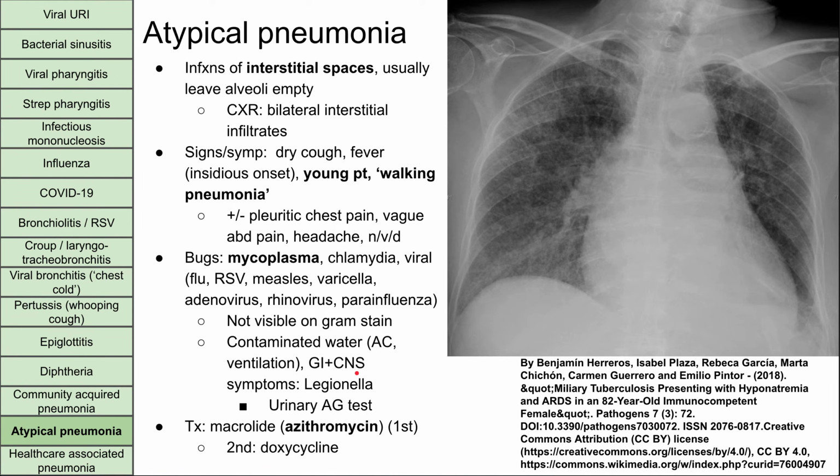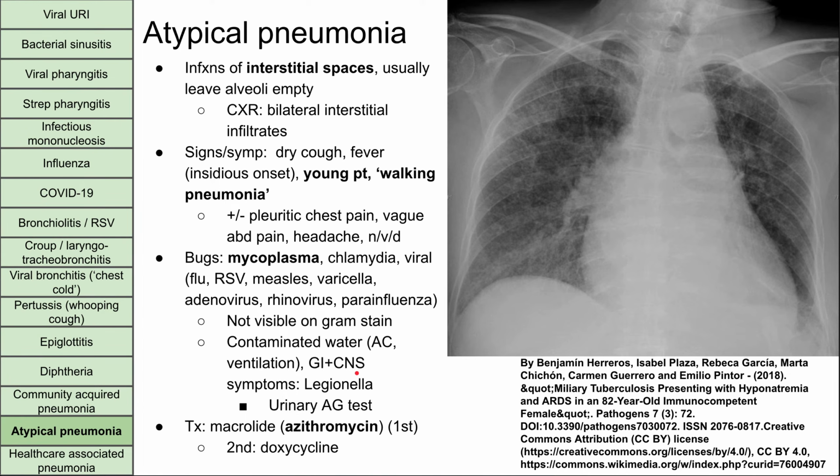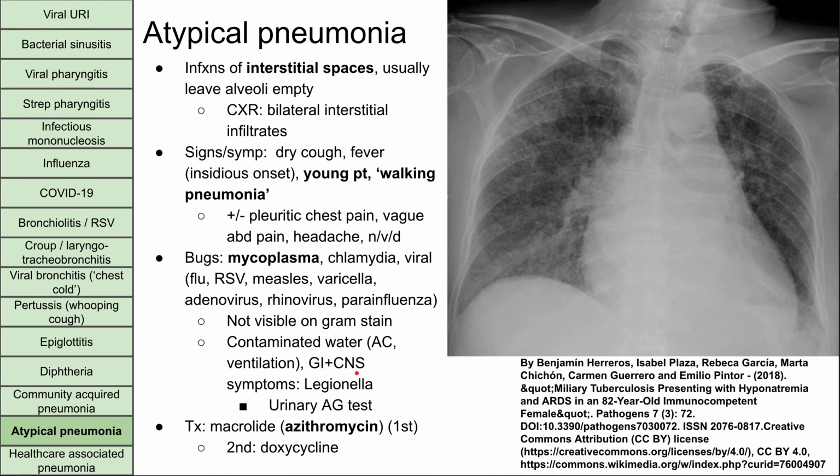The treatment for atypical pneumonia is a Z-Pak. It's azithromycin, the generic, and that's a macrolide antibiotic. If that doesn't work, second line is doxycycline. So you treat community-acquired pneumonia with azithromycin and ceftriaxone. You treat atypical pneumonia with azithromycin. So both get macrolides. Community-acquired pneumonia adds the ceftriaxone.